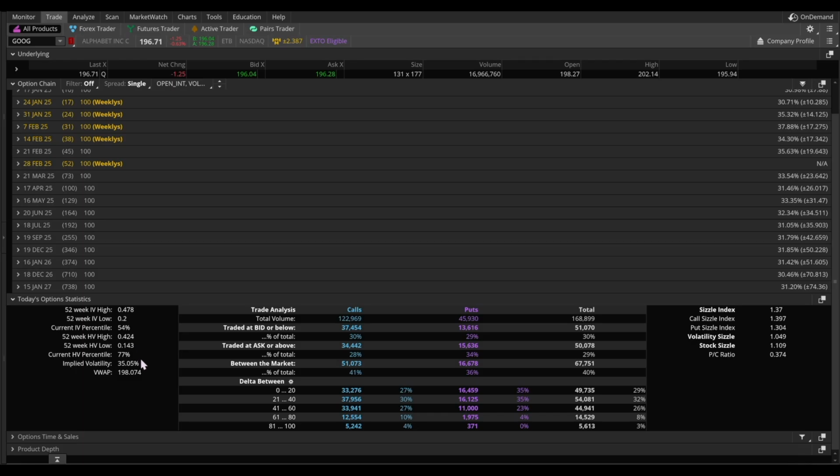Now, moving on, of course, we have the standard implied volatility. This is just going to tell you what it is for this particular trading day. So, of course, we're looking at Google, and you guys can see here, it's at 35%.